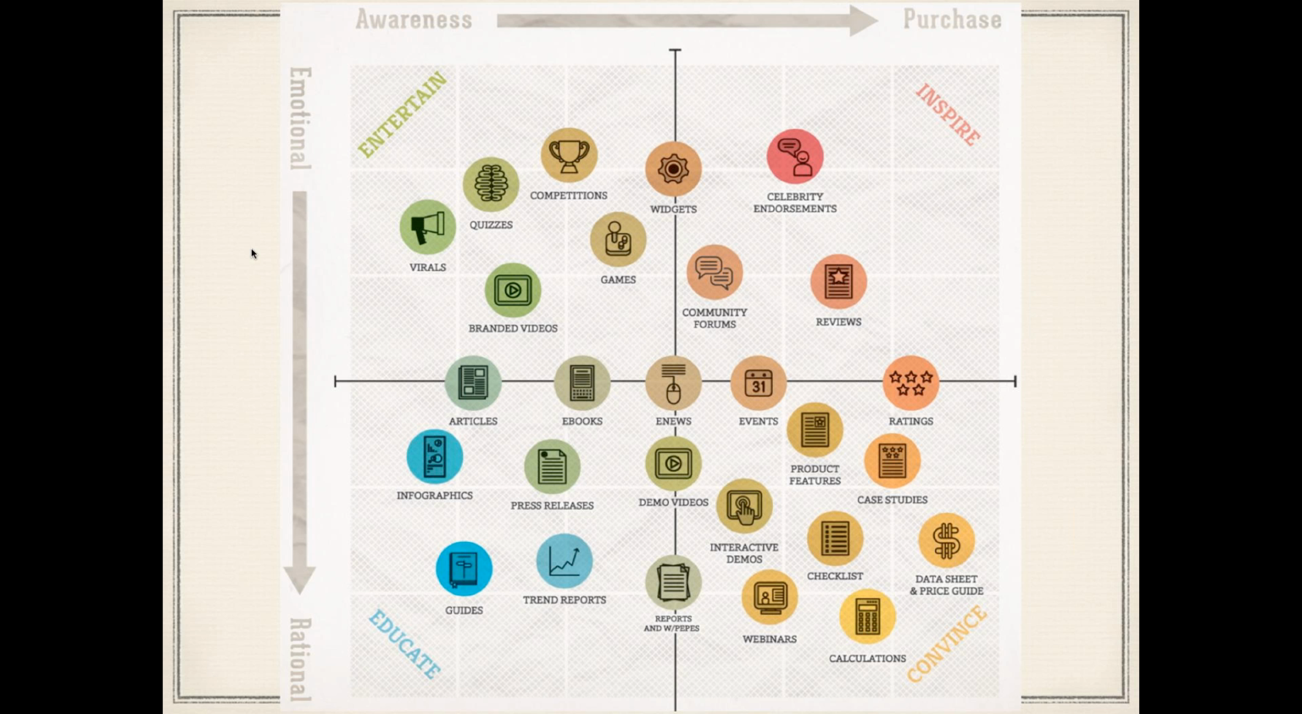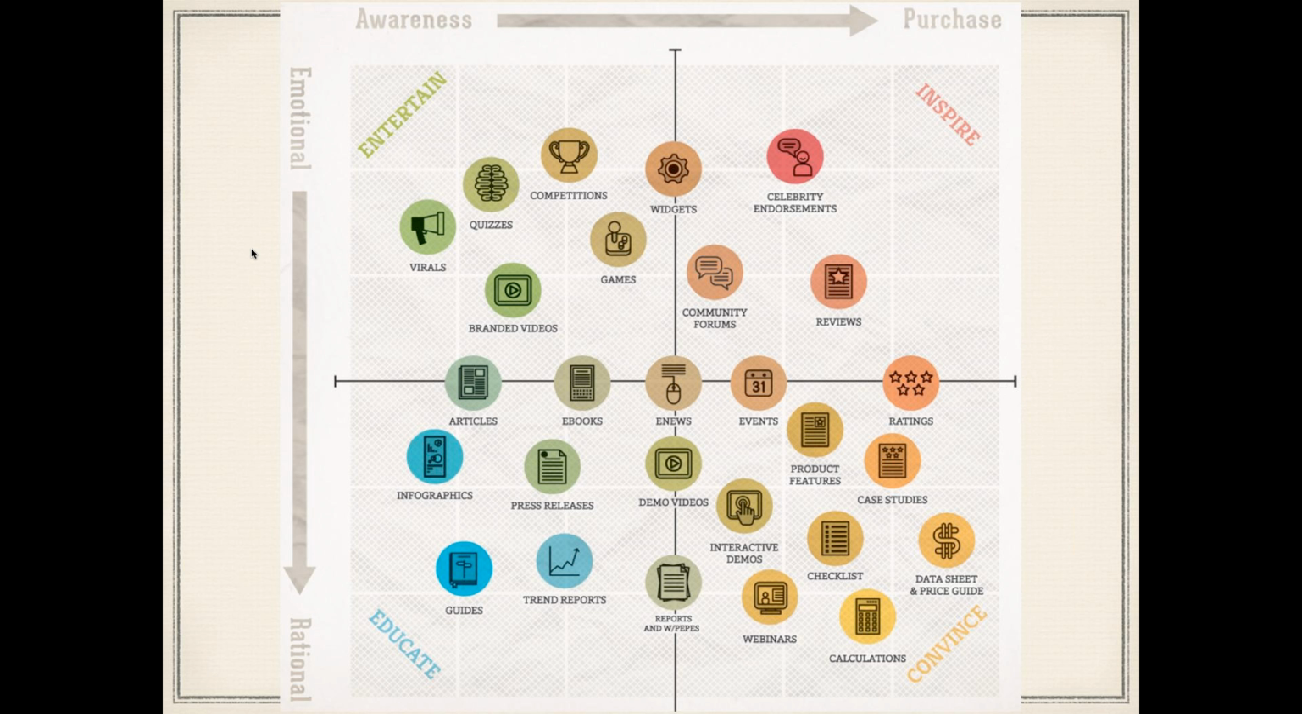And then if I go to the bottom half of the chart, you'll see it goes from emotional on the left down to rational. People make decisions one of two ways, an emotional one or a rational one, and you've got some stuff in between. If I wanted to tap into them emotionally and just wanted them to get aware of something, I would most likely use a viral approach or quizzes.